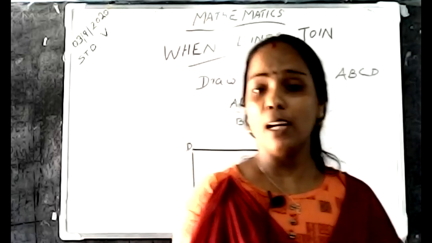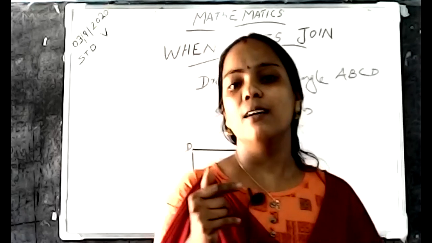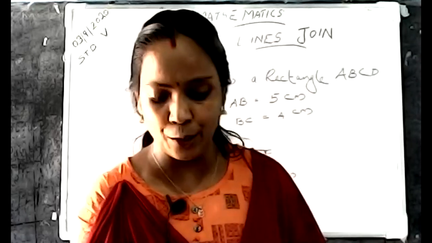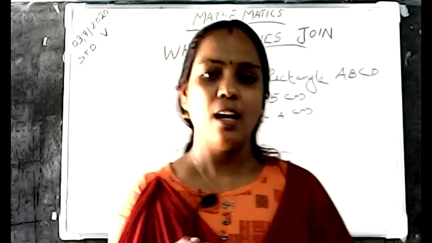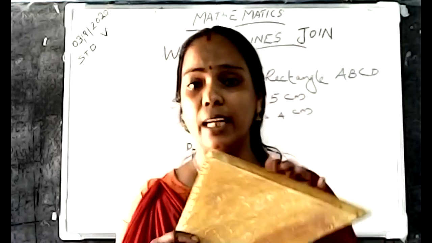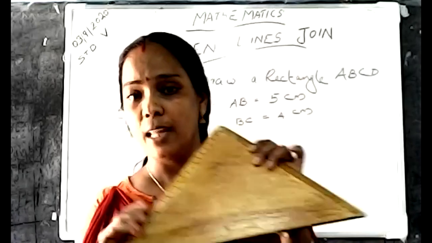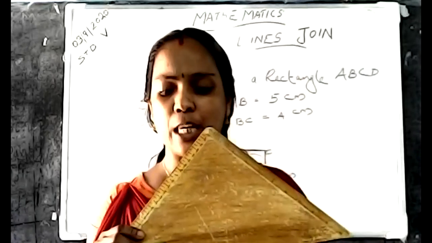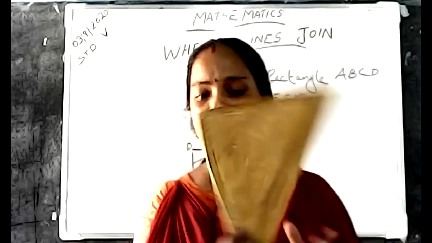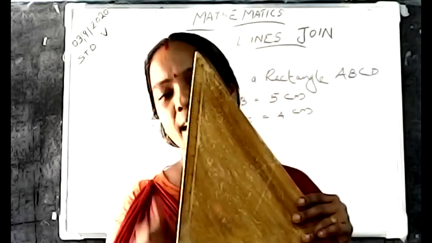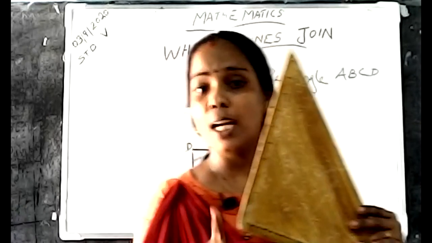Okay. Next one, our geometry box. One set of tools was introduced now. What is the name of those tools? Set square. How many angles does it have? 3 angles, 3 sides. What are the angle measures? In one set square, 2 sides are equal. What is the measure? 45 degree. The top side is a right angle. What is the measure? 90 degree.